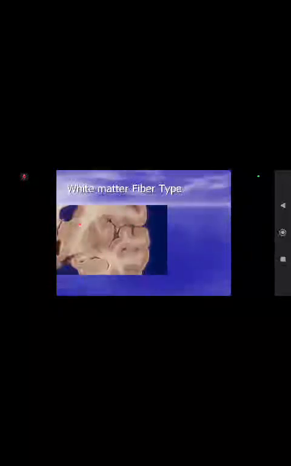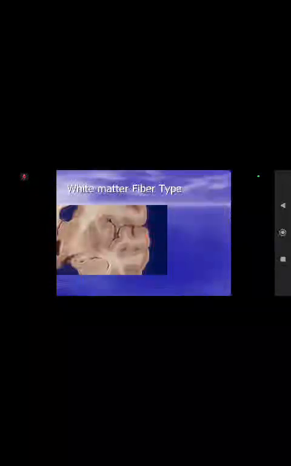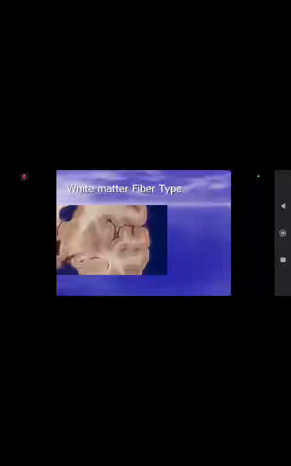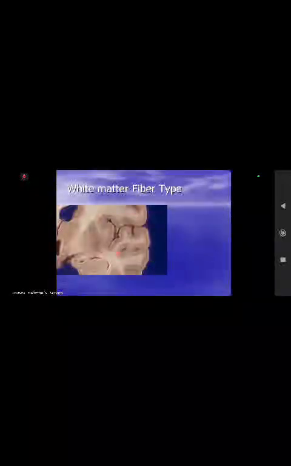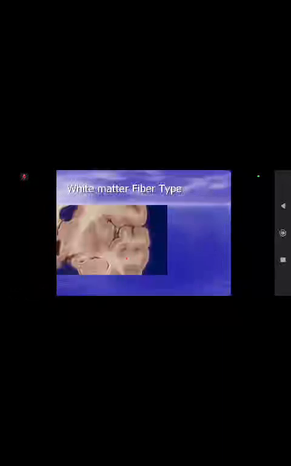Then we have those fibers which connect the various gyri. For example, this is a gyrus, and this is another gyrus. So we can have a fiber from a primary visual area connecting to a visual association area. So that axon goes on to connect to the other one. So that's what we refer to as association fibers. And these are very important fibers which we'll be looking at later on in the cerebral cortex.